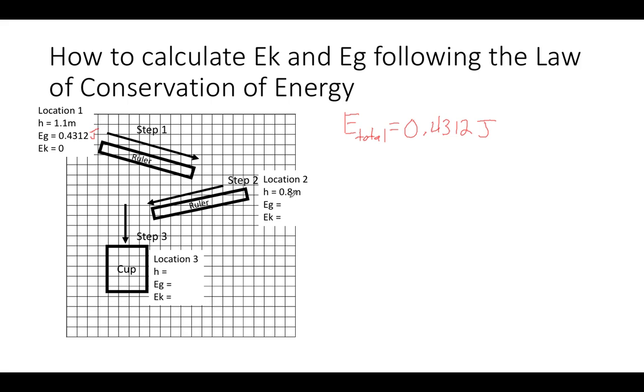So, to get our gravitational potential energy at location 2, I take my mass, 0.04, times gravity, 9.8, times the height at that location, 0.8. That would give me 0.3136 joules. So that's something we can all do, calculate gravitational potential energy based on height. It might not be a bad idea to do that at all 5 of your locations.